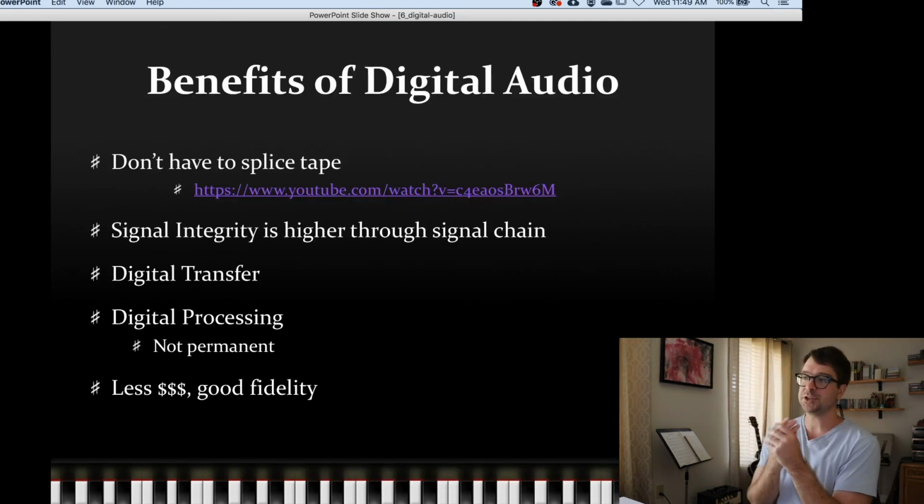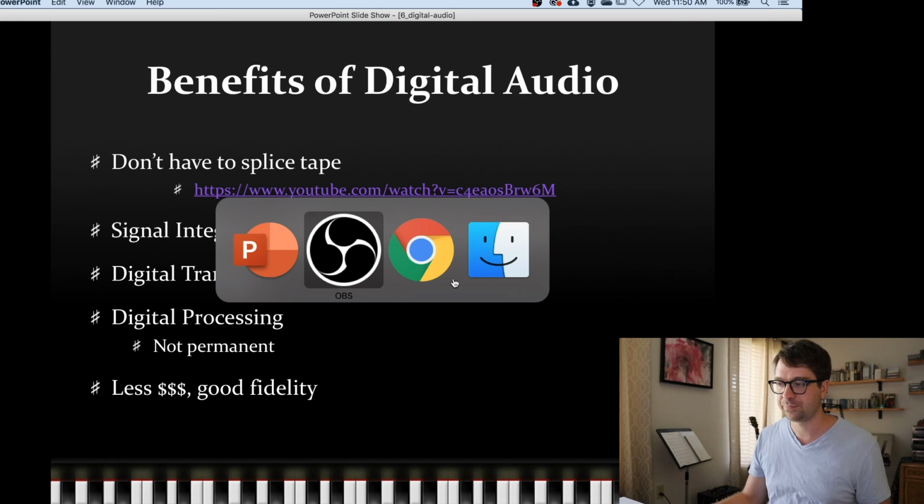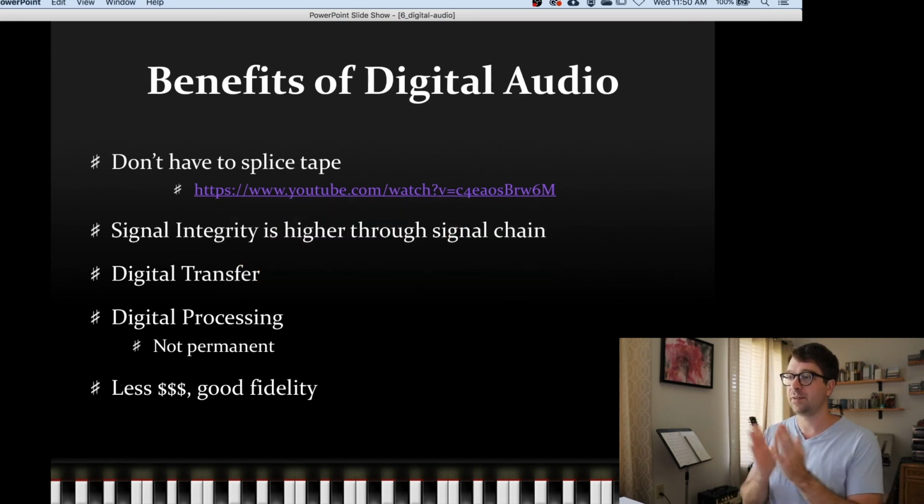Digital audio is definitely different than analog audio in a variety of ways. Digital processing isn't permanent. It's cheaper to use digital audio. It's easier to transfer files, and you don't have to splice tape. But both analog and digital audio are used for different things. So that's it for this talk about digital audio. I recommend you spend some time getting familiar with binary and appreciate what you have.